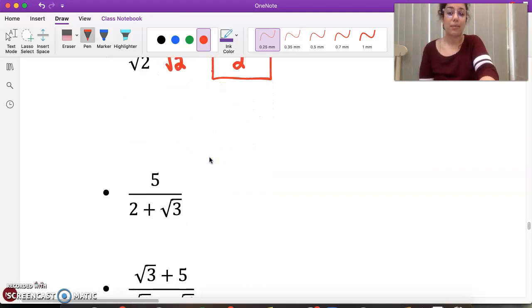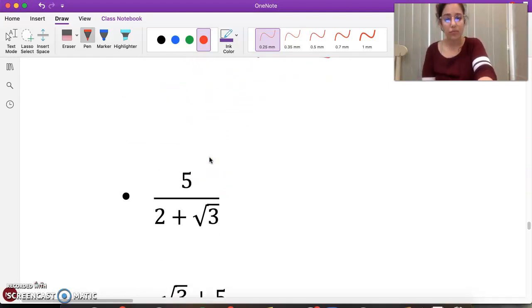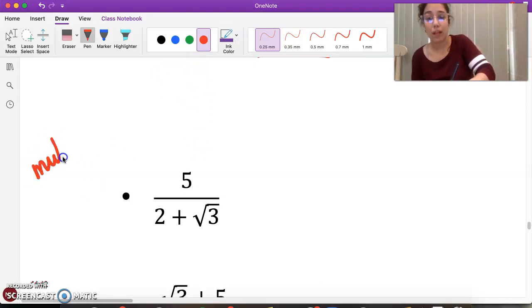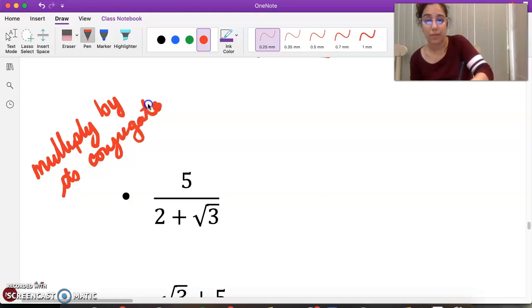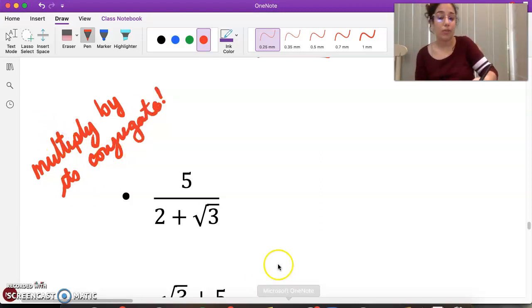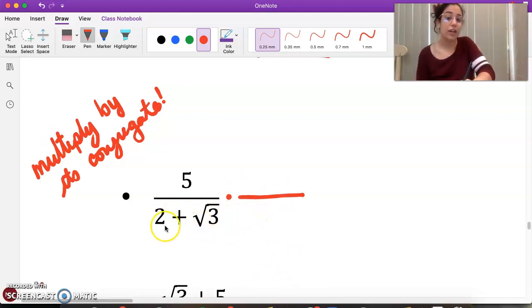What about when we have something like this? We're going to just do one more. How do we get rid of a radical in a binomial? Well, we spoke about it up top. What do you have to multiply a binomial by to get rid of the radicals? Its conjugate. So we're going to multiply by its conjugate, and it should get rid of the radical in the denominator. So the conjugate of 2 plus radical 3 is 2 minus radical 3.